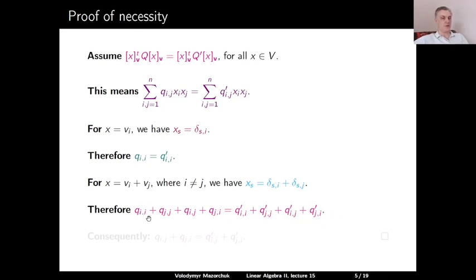Note that we already proved that q_ii is equal to q_ii prime, so we can take this away, and q_jj is equal to q_jj prime. We can take this away as well. And then we will get q_ij plus q_ji is equal to q_ij prime plus q_ji prime. And this completes the proof of the proposition.